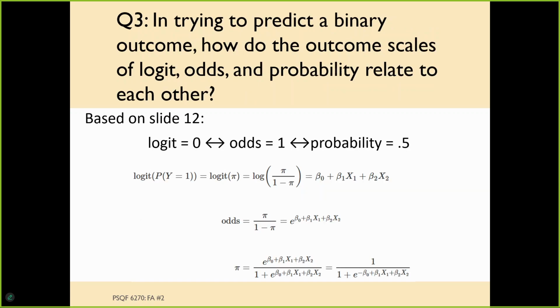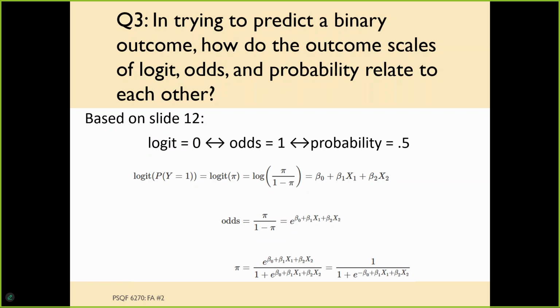So probability is going to be a probability of a 1, in a range between 0 and 1. The odds are going to be between 0 and positive infinity. And then the logit is going to be negative infinity to positive infinity.